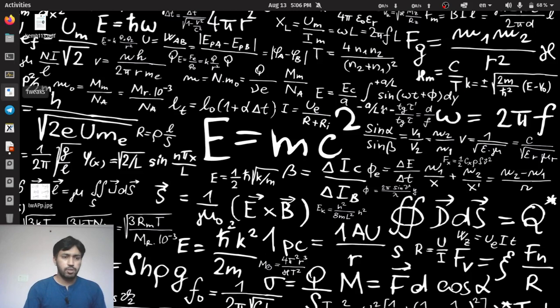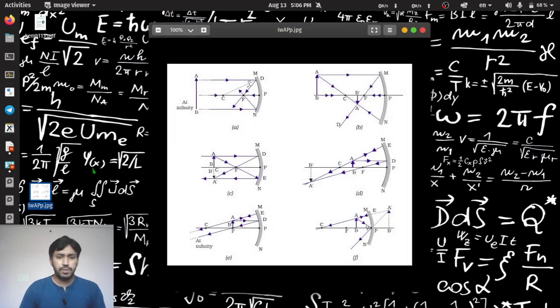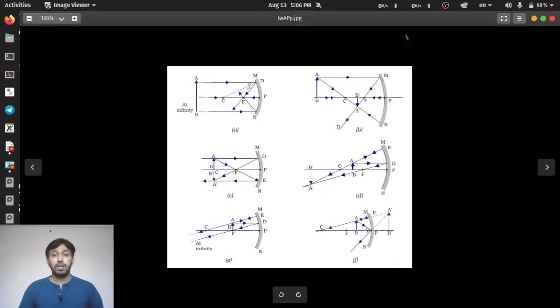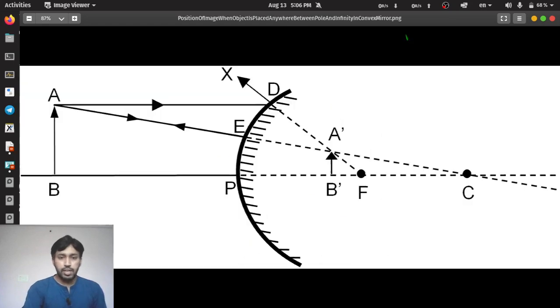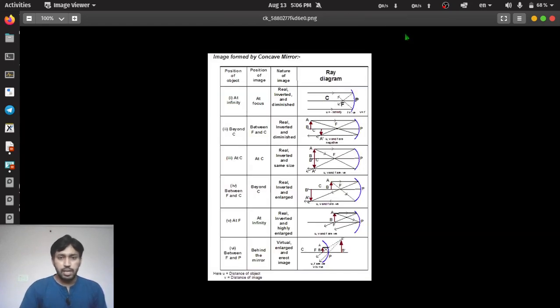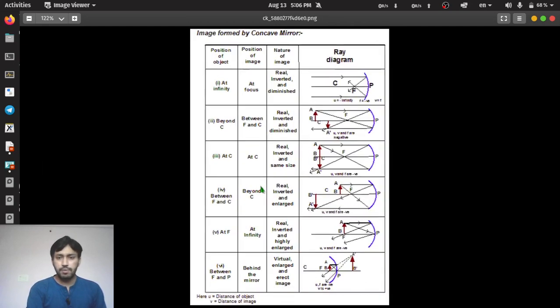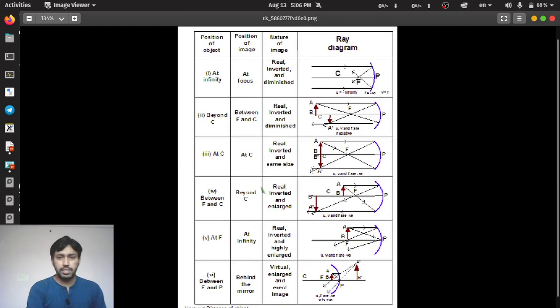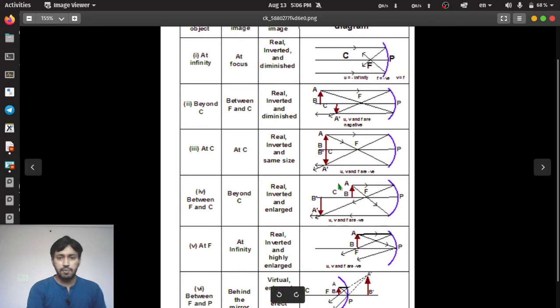So I'm showing you first of all some image formations. Now I have discussed the image formation tricks, that means the rules of image formation, in a previous video. You can check here by clicking the I button there. Now here just see this. Now these are some image formations by concave mirror, right? These are some image formations by concave mirror. Just see.